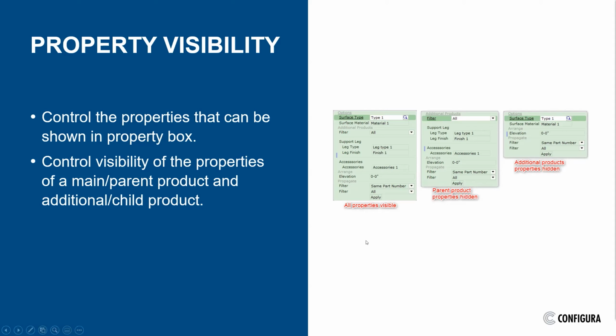In this screenshot, I have three different types of screenshot. The first one is before you have this feature applied, where it will display everything, including the options for the parent product and the additional product. With this property visibility, you can control to only show the additional products option, like the one in the screenshot in the middle, or you can hide the additional products option and only choose to show the options for the main or parent product.